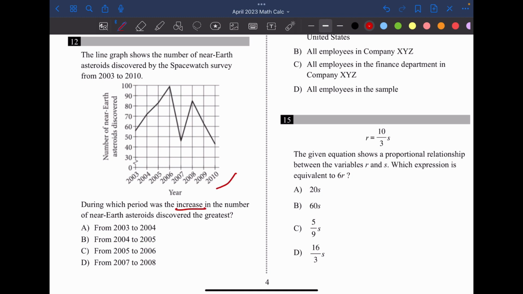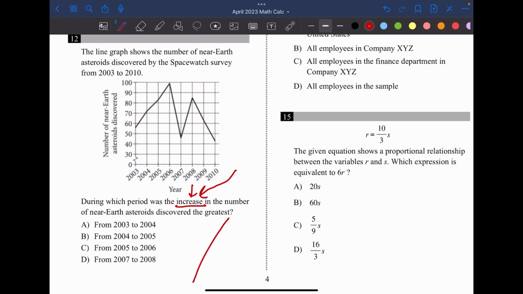And by the word increase, we already know this is going to be the slope. So we're going to look at when is the slope the greatest, and since it's an increase, it has to be pointing up. If the line is pointing down, like these areas, the answer is not what we're looking for, because that's a decrease. So we're looking for the greatest increase.